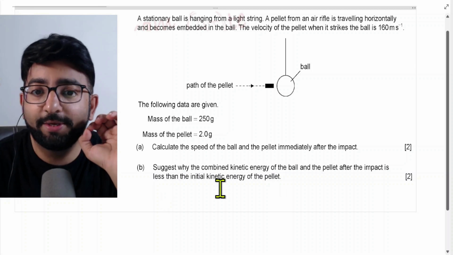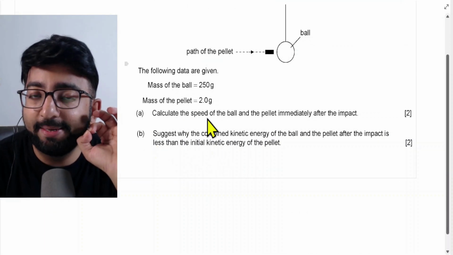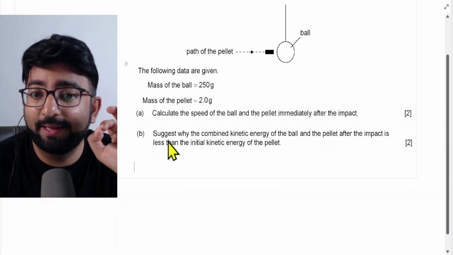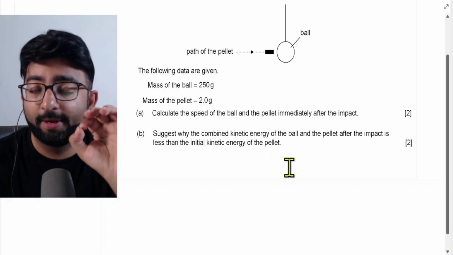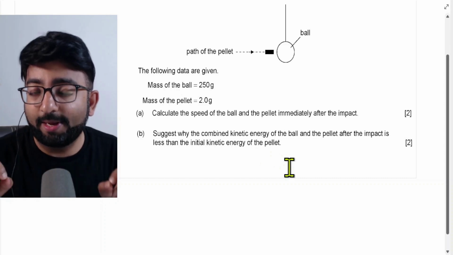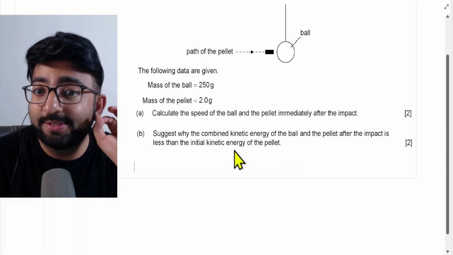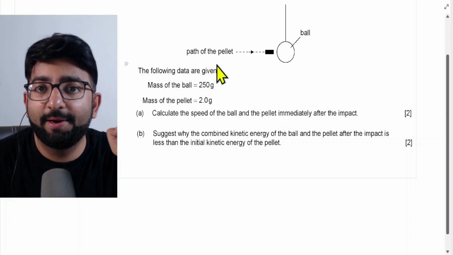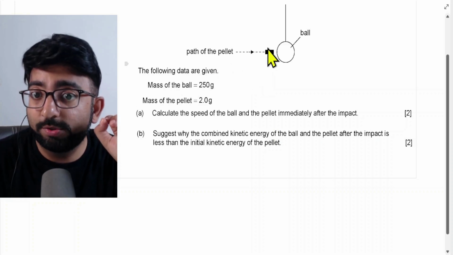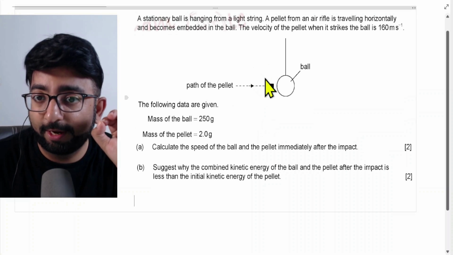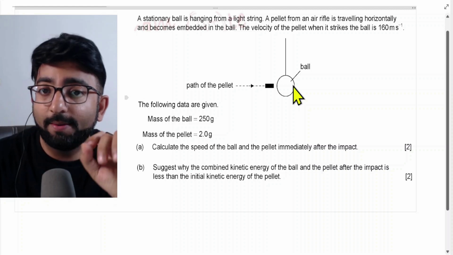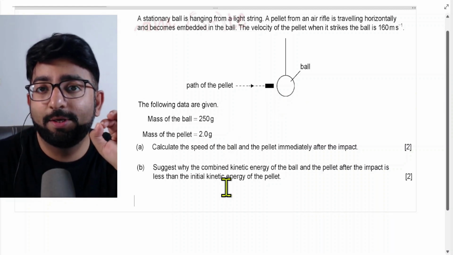Now, in the second part of the question, we need to figure out why the combined kinetic energy of the ball and the pellet after the impact is less than the initial kinetic energy of the bullet. So, without actually doing the calculations, we need to prove how the combined kinetic energy after the collision is lesser than the initial kinetic energy. Initially, we know that the pellet was traveling with a speed of 160 meters per second. So, of course, it has kinetic energy. Afterwards, the pellet and ball move as one system. So, even after the impact, the pellet and ball do have some kinetic energy.